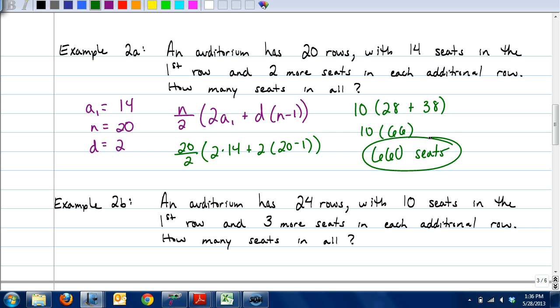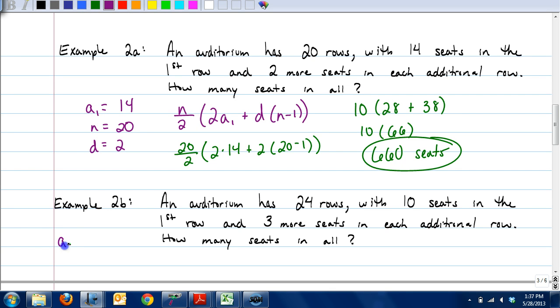So there'd be 660 seats in the auditorium. So why don't you guys take a minute and try this next one on your own. Here we have an auditorium that has 24 rows with 10 seats in the first row and 3 more seats in each additional row. How many seats would there be in all? Why don't you take a second and pause the video and hit play when you're ready to check your answer.